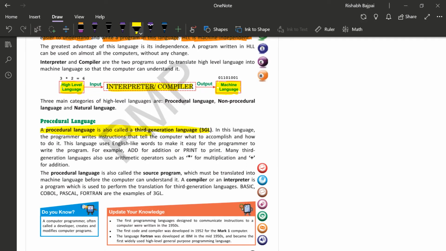Why do we call it third generation language? Because procedural language was used in third generation, and in this language, we write the program in which we have to tell the computer what to do and how to do a task. अभी हमें ये भी बताना पड़ता है आपको करना क्या है और कैसे करना है.